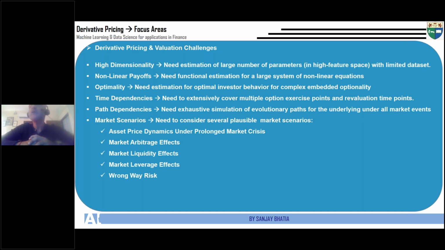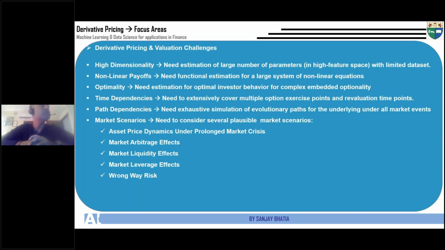Now the task becomes even harder when such derivative instruments or products are designed in a very complicated or intricate fashion, with a lot of optionality given to the investor to exercise the option at multiple points and based on maybe multiple triggers, right? The more the triggers, the more the points at which the investor could exercise the option at hand, the harder it is to solve the problem, right?